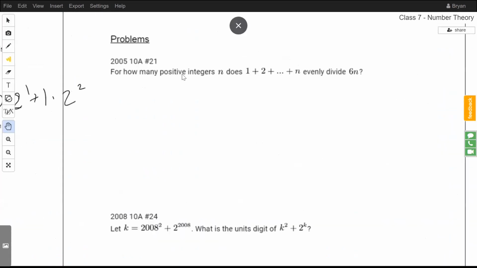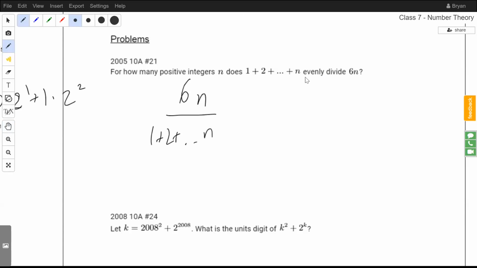Anyway, I have gotten a few solutions for each of the problems. So for the first problem, for how many positive integers n does 1 plus 2 plus all the way to n evenly divide 6n? Basically this wants us to find, over how many integers n, 6n over that sum is going to be a positive integer.